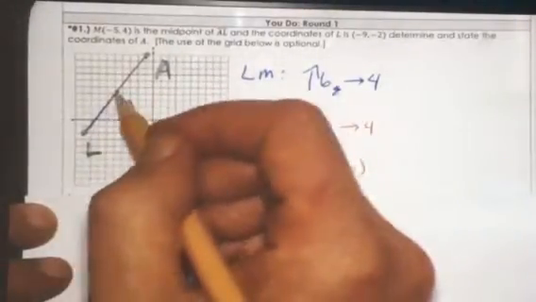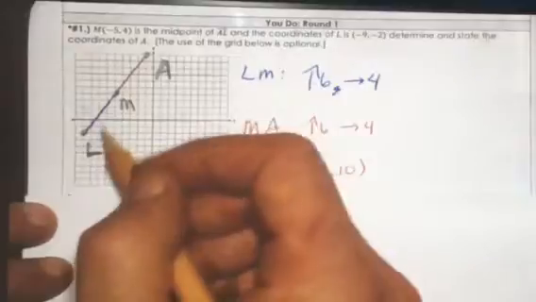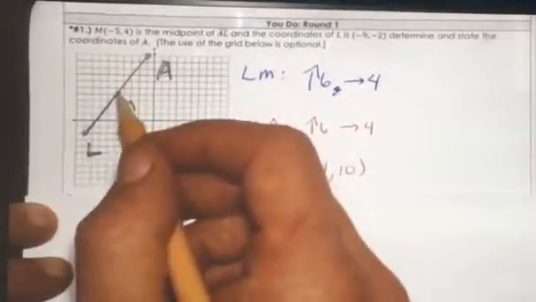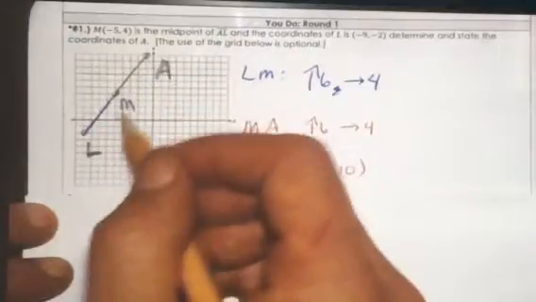So now, we want to know how far it is to get to A. So to do this, we know that whatever distance this is, we need to do it again to get to A because M will be the midpoint between L and A. Remember, so far in the problem, we don't know about this part yet. We only know about the blue part.